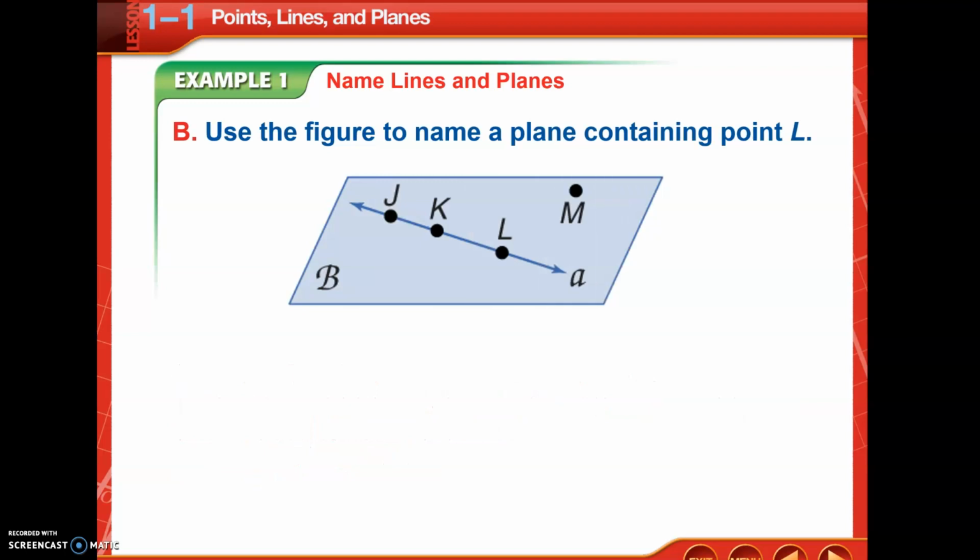Use the figure to name a plane. So for a plane, you can either use this big capital cursive B, so plane B works, or 3 points that are not collinear. So I wouldn't want to name these 3 points, but I could use M and 2 of those points. So plane JKM, plane JLM, and so forth.